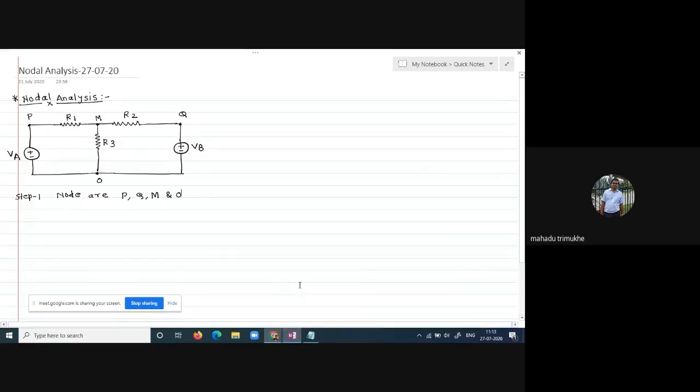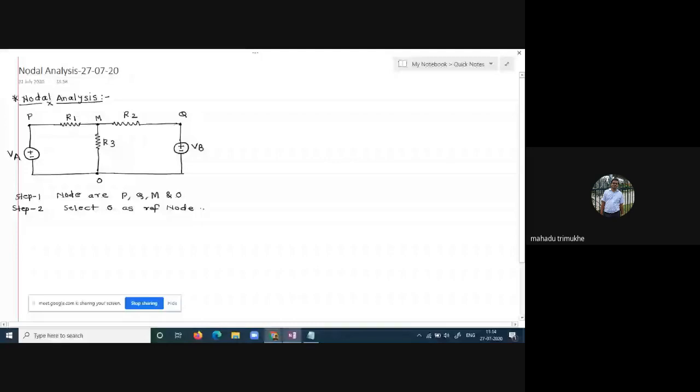So now our second step is what? Step number two: select one reference node. Here we have to select O as a reference node. O as a reference node we have selected here, right? That is step number two. Step number one, locate all possible nodes present in the electrical network. Step number two, select a reference node, right?